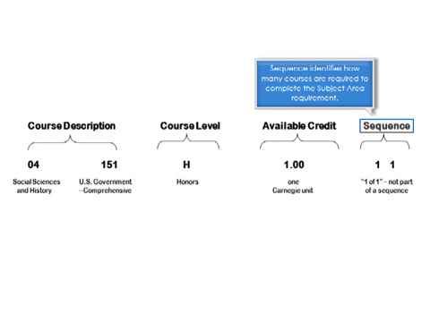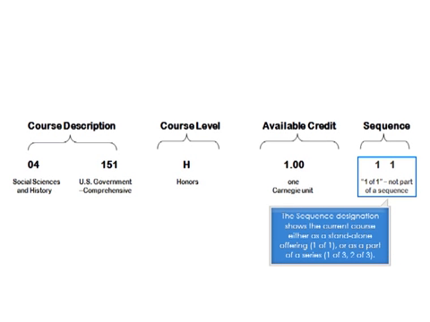Sequence identifies how many courses are required to complete the subject area requirement. The sequence designation shows the current course either as a standalone offering, say 1 of 1, or as part of a series, say 1 of 3, and so on.